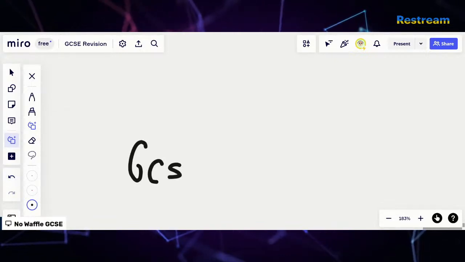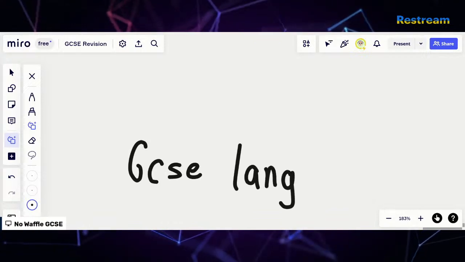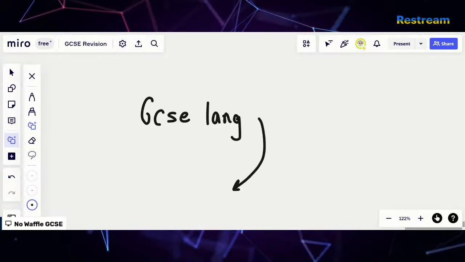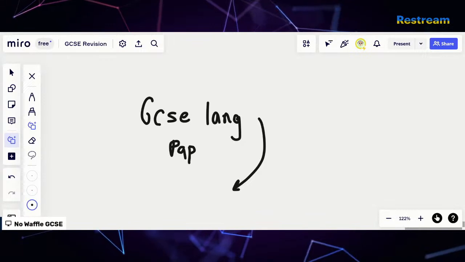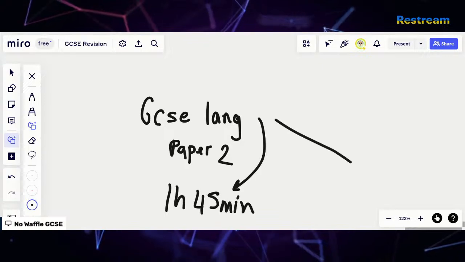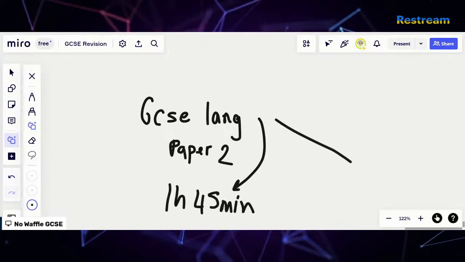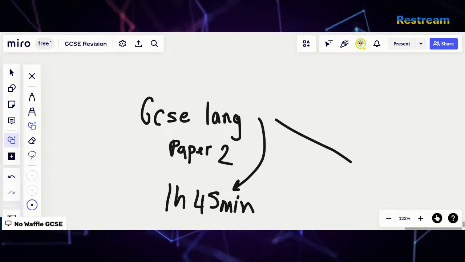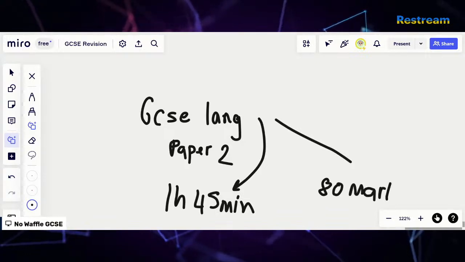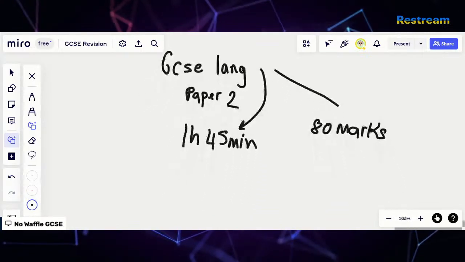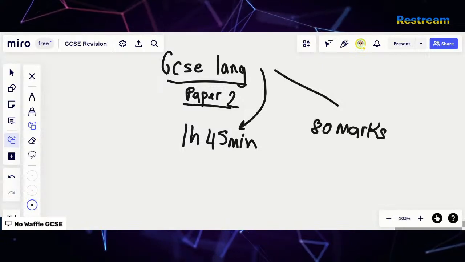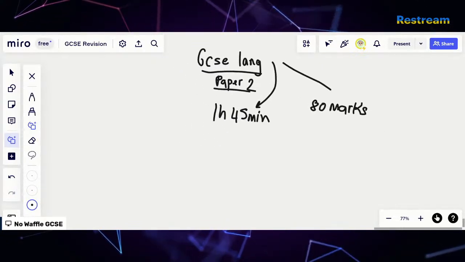So GCSE English language, right? In terms of timings, the entire of paper 2, exactly like paper 1, lasts 1 hour and 45 minutes, and within this 1 hour and 45 minutes, you have 80 marks. Now I'm going to give you a step-by-step comprehensive guide on how to approach the paper, starting from the very first couple of seconds. So let me just tell you a bit about how it's split first.